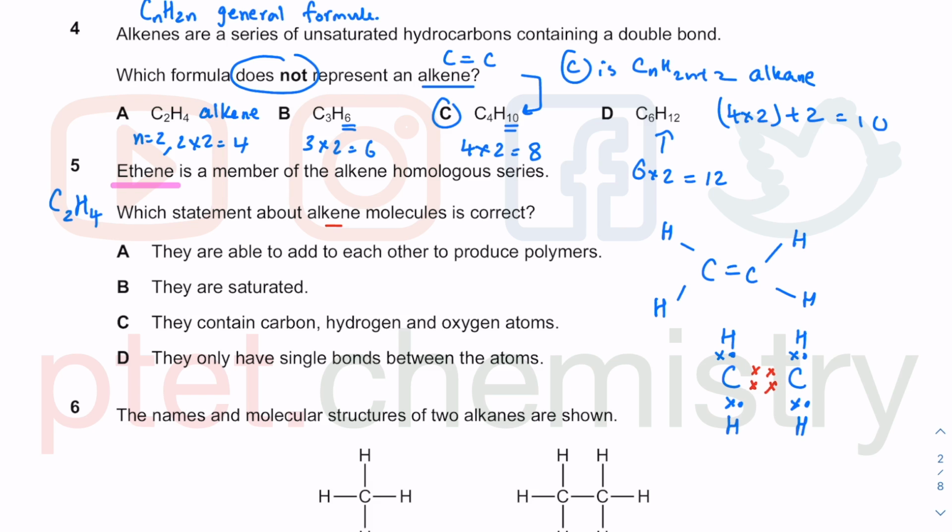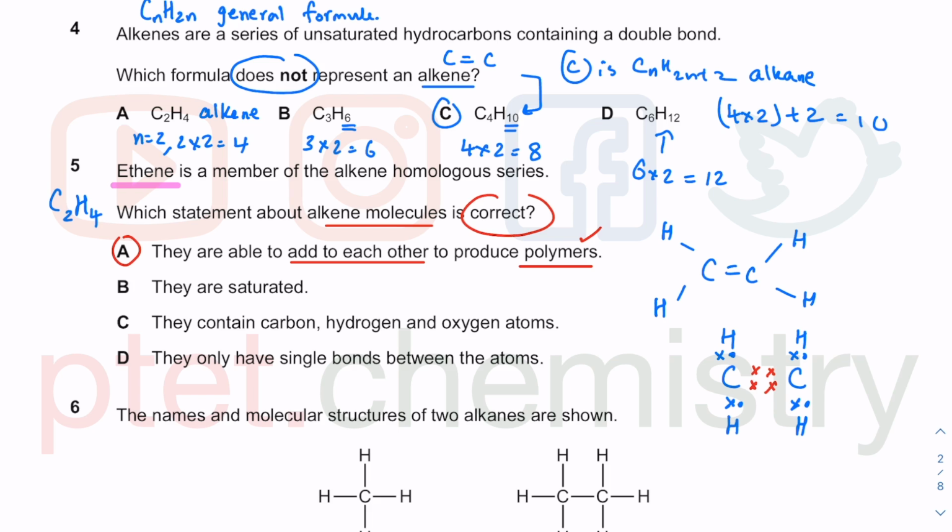We're looking at this alkene molecule, which one is actually correct? They can add onto each other to produce polymer. Yes. So polymerization is something that is still quite important in alkene chemistry. Things like plastics, they come from addition reactions of many of these alkene double bonded.